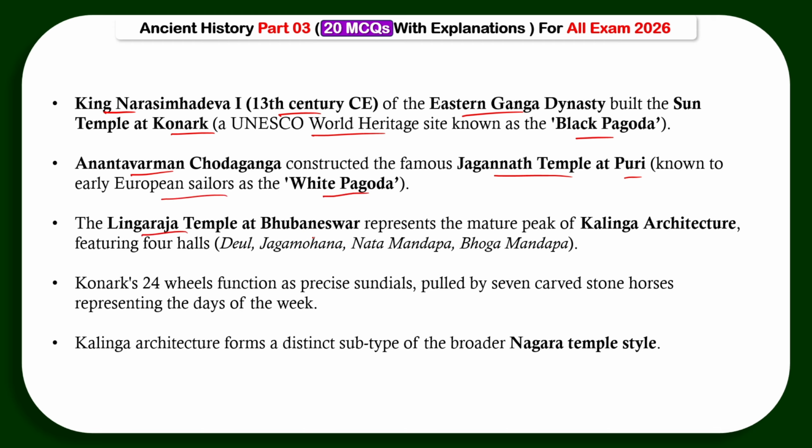The Lingaraj Temple at Bhubaneswar represents the mature peak of Kalinga architecture, featuring 4 halls: Deul, Jagmohan, Nat Mandap, Bhog Mandap. Konark's 24 wheels function as precise sundials pulled by 7 curved stone horses representing the days of the week. Kalinga architecture forms a distinct subtype of the broader Nagara temple style.